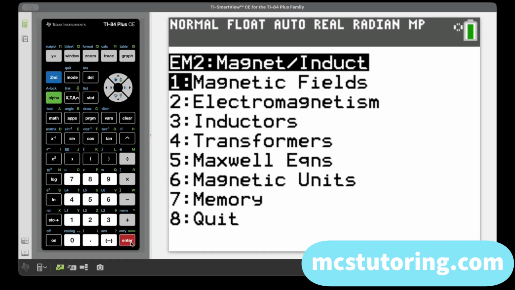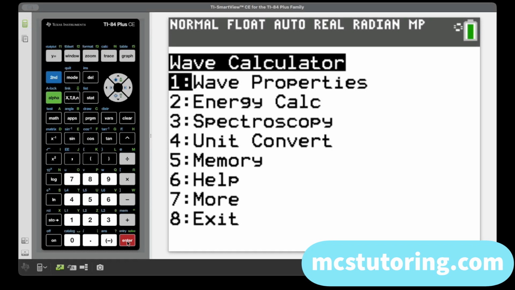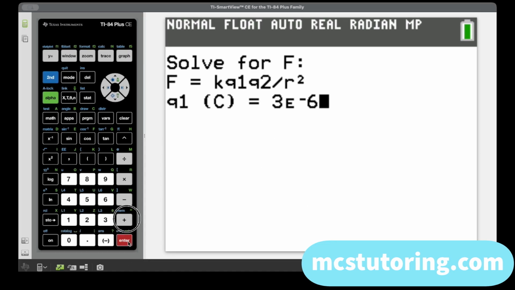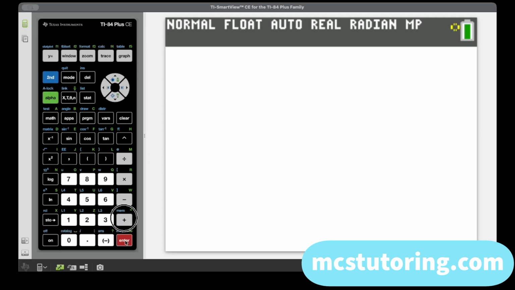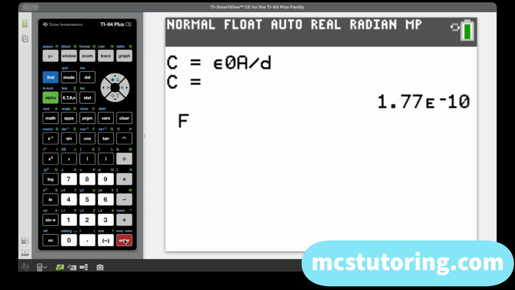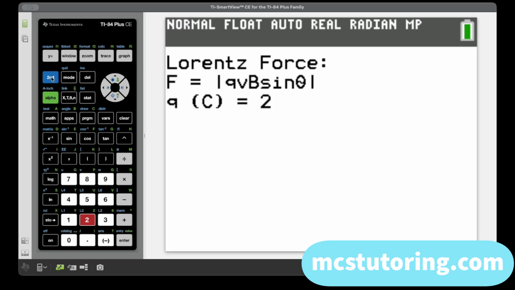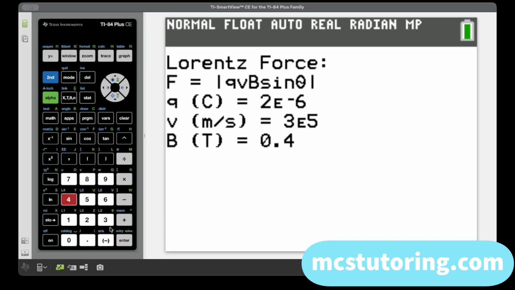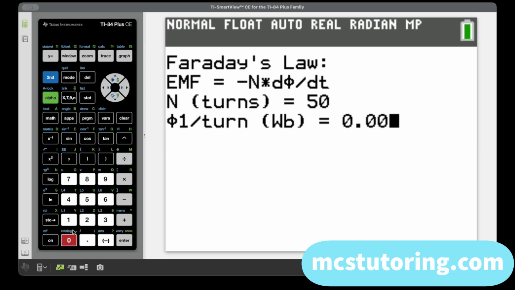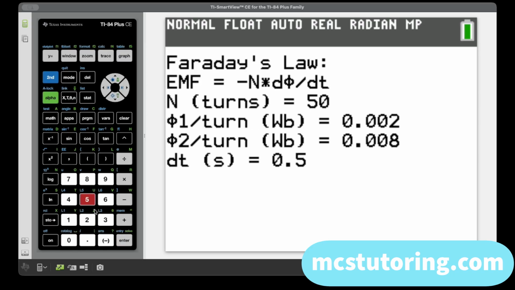One TI-84 bundle. Every AP Physics 2 electricity and magnetism topic worked out step by step. Electrostatics, capacitors, circuits, magnetism, induction, AC circuits, wave optics, unit conversions. It's all in here. This isn't a lookup table, it's solving.